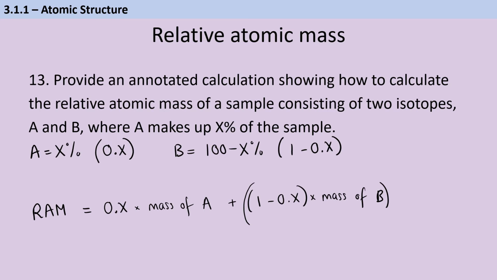Now, if that didn't make a huge amount of sense, hopefully it will if we add some numbers in. So let's say that A has a mass of 30 and B has a mass of 31, and 40% of the sample is A. That's therefore going to mean that we need to do 0.4 times 30, because the abundance of A is 40% and it has a mass of 30, and then 0.6 times 31. And those numbers added together would give us the overall relative atomic mass.